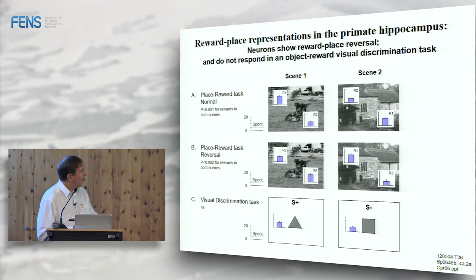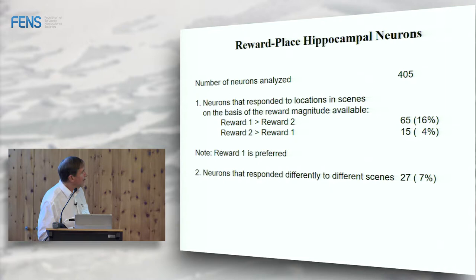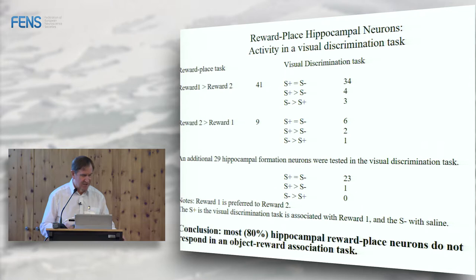So here we are, object or reward in a scene, okay? And this is just telling us something about the percentage of the neurons that responded and that they actually reversed. Conclusion, most hippocampal reward place neurons don't respond in an object reward association task. Okay, right.